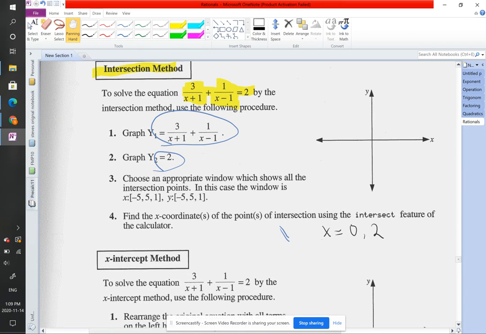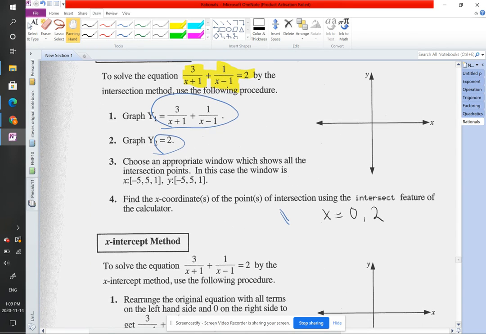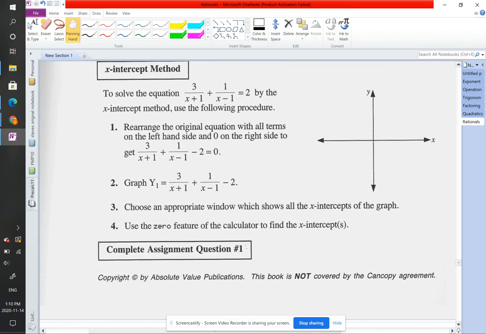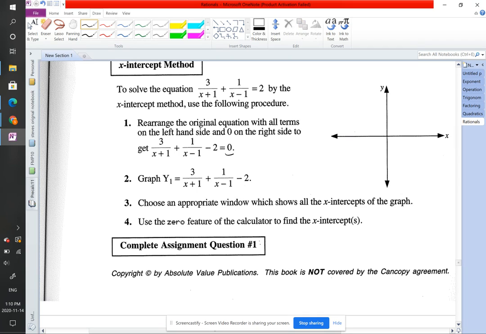I'm not going to draw the graph just because we're not going to be doing too much of this, but the x-intercept method on the same equation is, what you do is you make everything equal to 0. So you subtract 2 from both sides of the equation above, and then you can see that we have 3 over x plus 1 over x minus 1 minus 2 equals 0. So if you graph that whole left side, the solutions will be where we cross the x-axis, your x-intercepts.